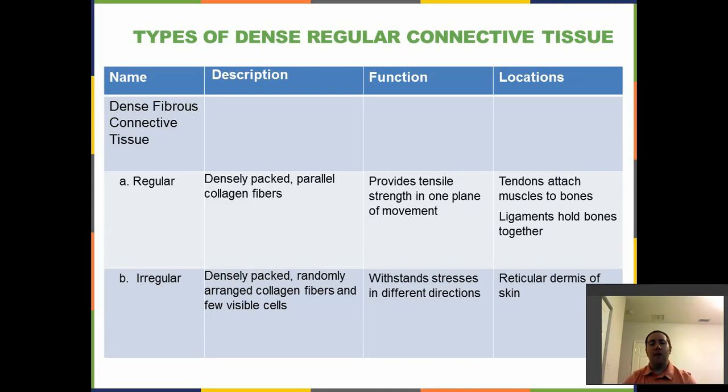Irregular is found underneath the skin. Everywhere you have skin, you have a small layer of dense irregular tissue. Skin can stretch, and it can stretch in every direction, but you can't stretch it all that far, right? You can stretch it a little bit, but not very far. Otherwise, it's going to tear. But you can put it in any direction.